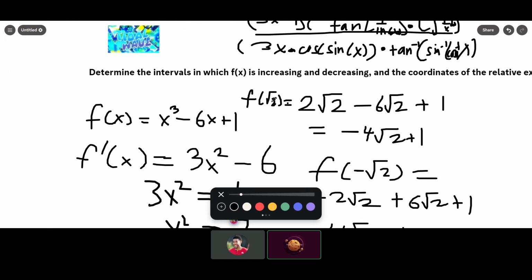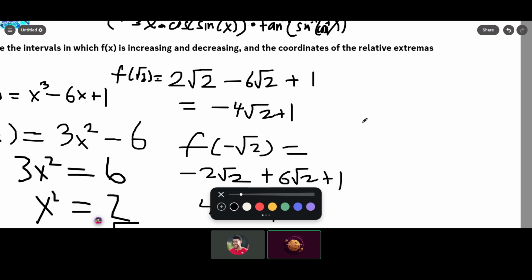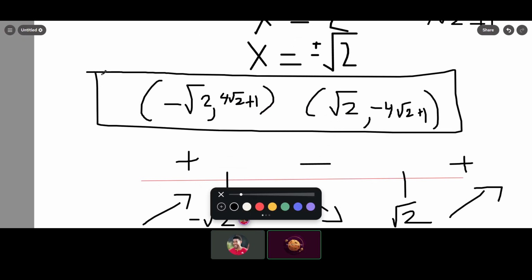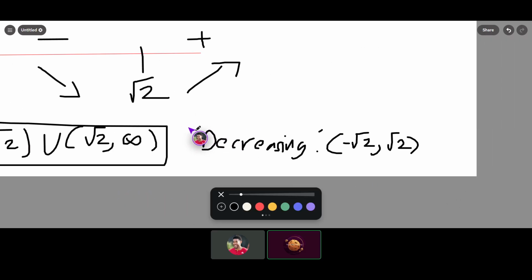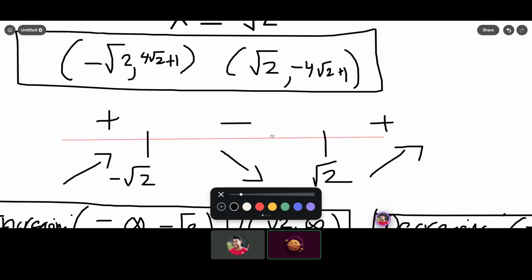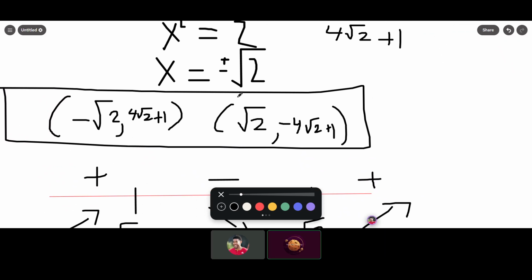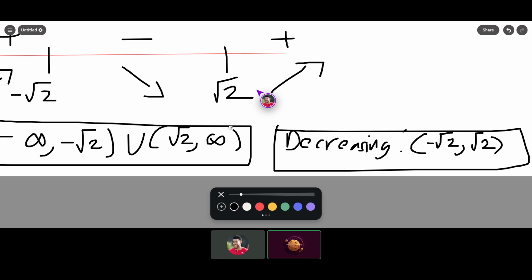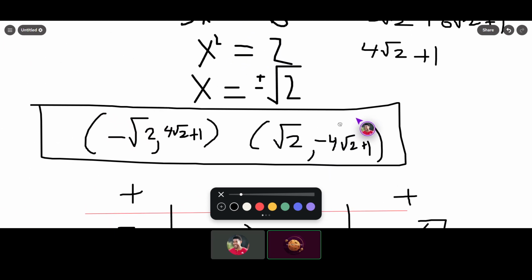And have we answered the question? Determine the intervals in which f of x is increasing and decreasing and the coordinates of the relative extremas. So guys, do not forget to box your answers. So that's one of our boxes, and this bottom one is another box, and this other one is another box. Our answer is, the coordinates of the relative extrema are negative root 2 comma 4 root 2 plus 1 and root 2 comma negative 4 root 2 plus 1, and the interval it's increasing is negative infinity to negative root 2 union root 2 to infinity, and it's decreasing from negative root 2 to root 2, and I believe we have completed the problem.